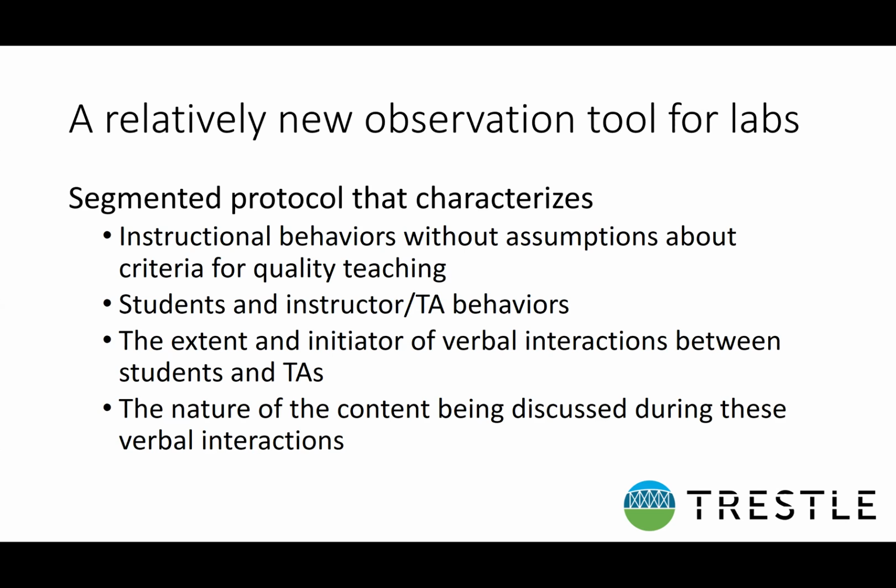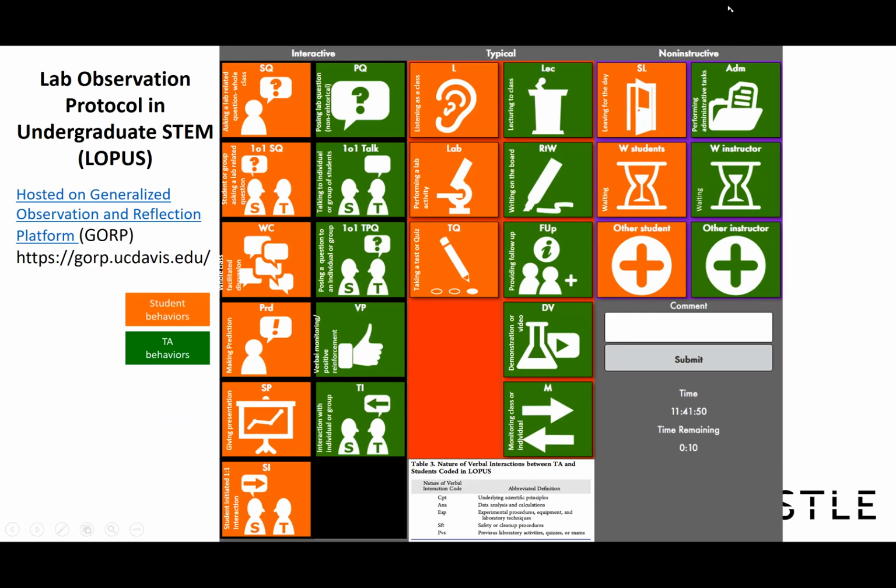Next, please. So we basically use the LOPUS tool from this platform at UC Davis called GORP. This is the screenshot from GORP. The orange color represents the student behavior. The green represents the instructor and the TA behavior. And it's separated into 3 separate categories.